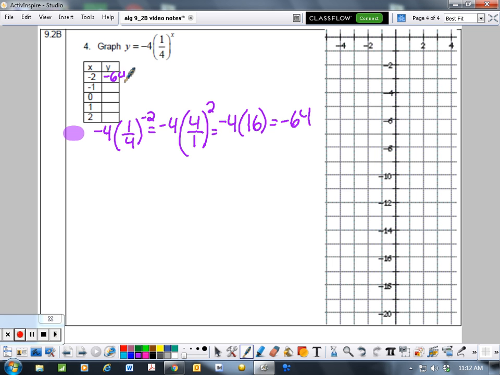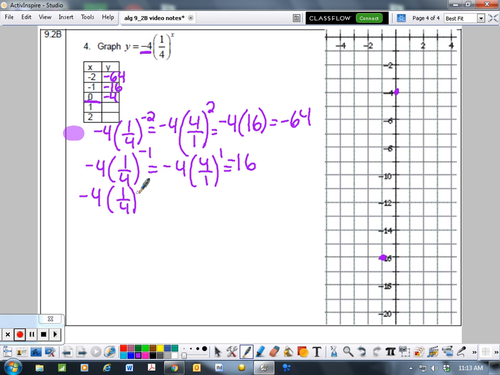We're going to go ahead and put in our table so that way we know it's just really low. And then negative 4, 1/4, negative 1 power. So negative 4 times 4 over 1 to the first power, which gives us negative 16. So now negative 1, negative 16. Okay? And then we should know that here it's going to just be this number, negative 4. So 0, negative 4. And then at 1, so this is negative 4 times 1/4 to the first power, which is just negative 4 times 1/4, which gives us negative 4 over 4, which is negative 1. So now we're at 1, negative 1.